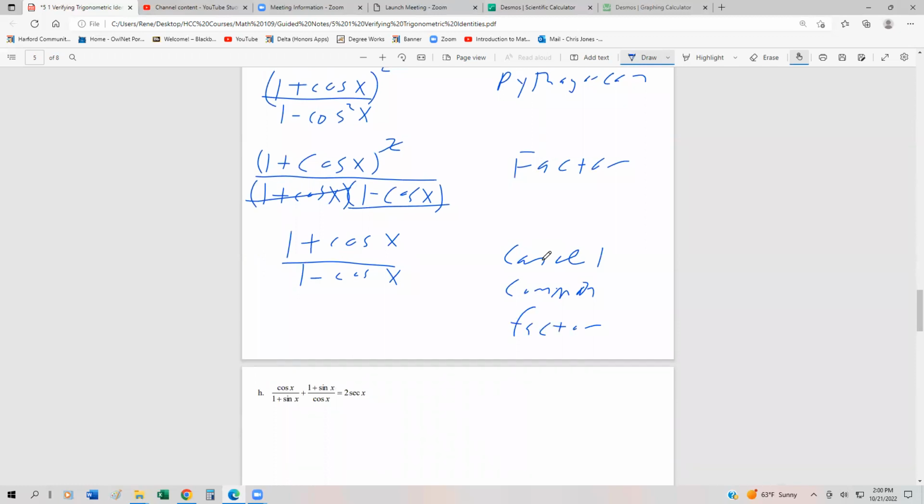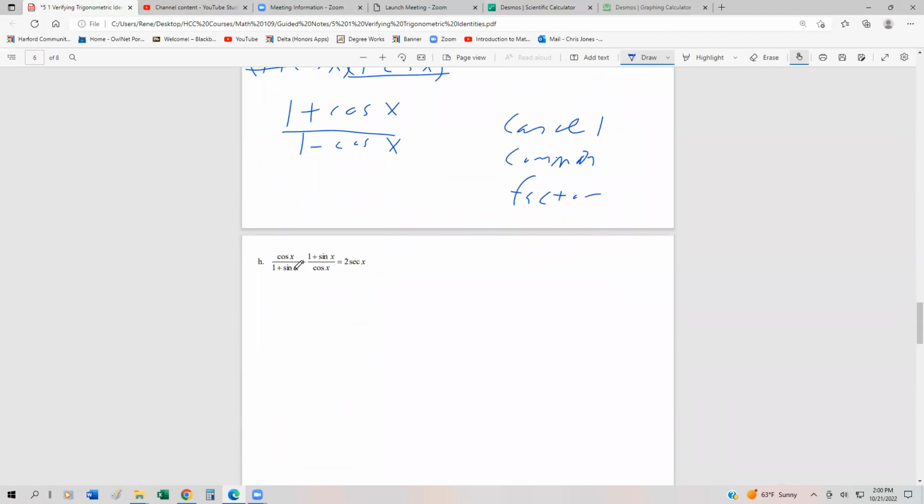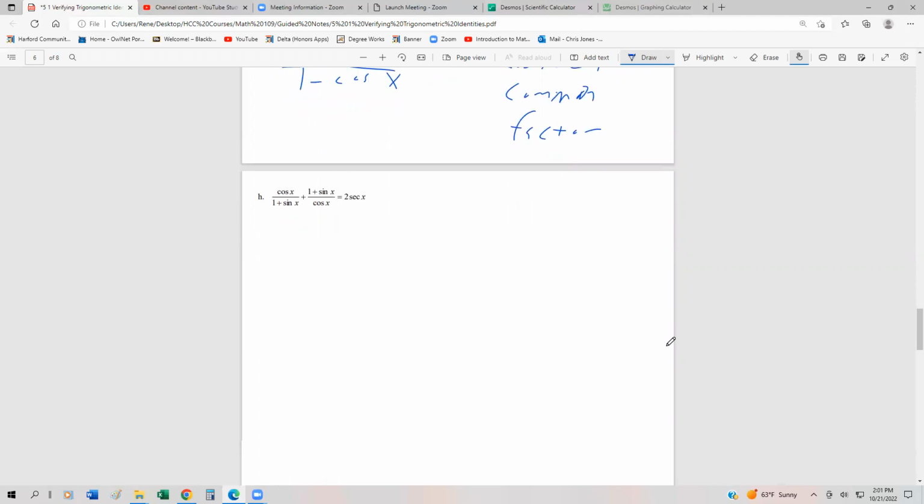So one more example in this video. So we have cos over (1 plus sine) plus (1 plus sine x) divided by cos, and that's equal to 2 secants of theta. So what we're going to do is get a least common denominator. In this case, the LCD is going to be (1 plus sine of x) times the cosine of x. And so what we're going to have to do, just like we've seen in previous videos, is multiply the top and the bottom by whatever the missing component is.